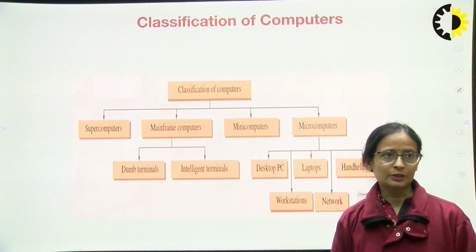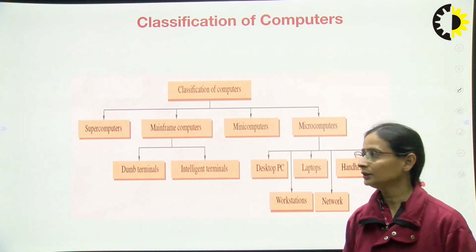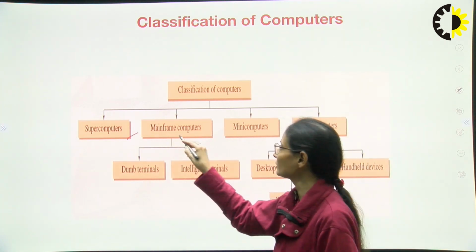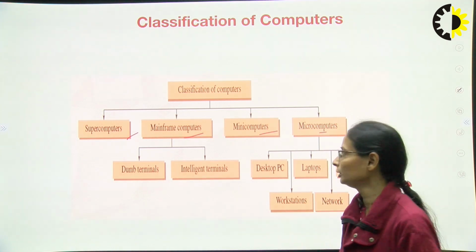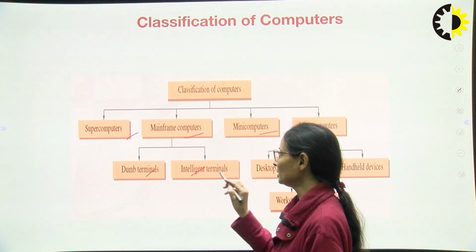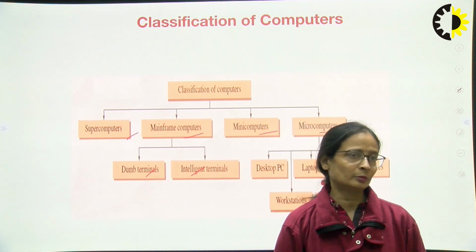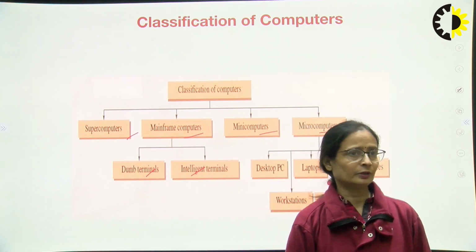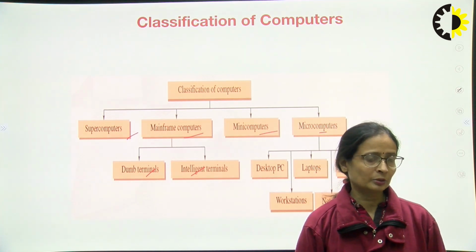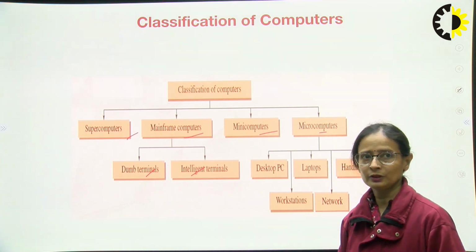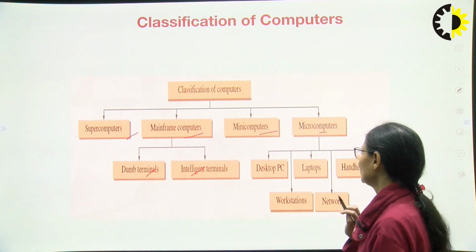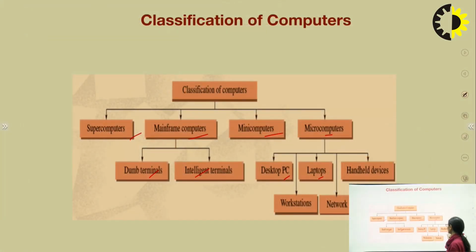Classification of computers. If we classify the computer, then we have the categories: supercomputers, mainframes, mini, micro. Mainframes are further divided into dumb terminals and intelligent terminals. Dumb terminals do not have any processing unit with them, whereas intelligent terminals have certain processing power available with them. Microcomputers are further categorized into desktops, laptops, handheld devices, workstations and network systems.